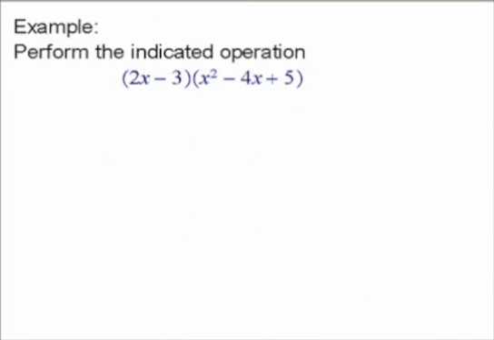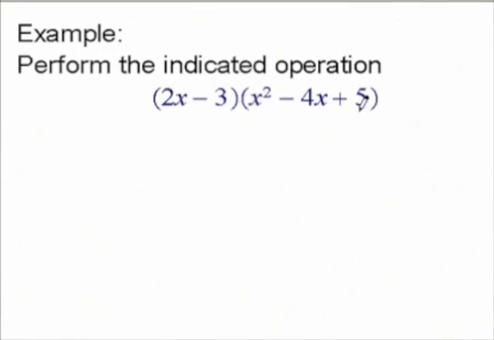This one's just an example of a binomial times a trinomial, and where FOIL kind of falls apart. Here you really have to just do things by the distribution method. So we're going to start by distributing the 2x over the entire polynomial x squared minus 4x plus 5. Again, loopies come in really handy here.